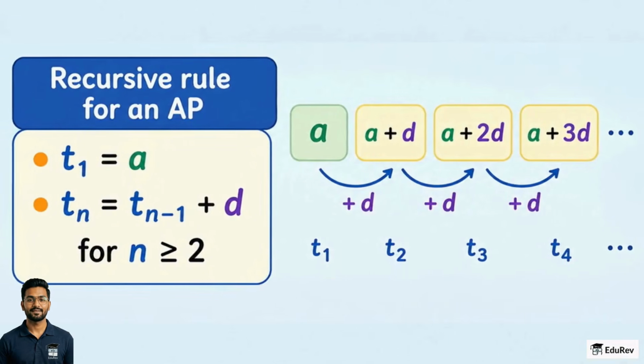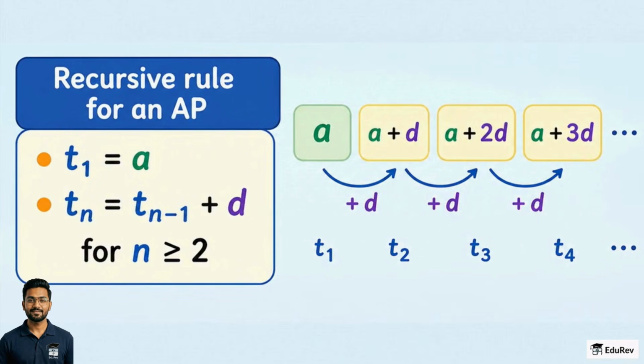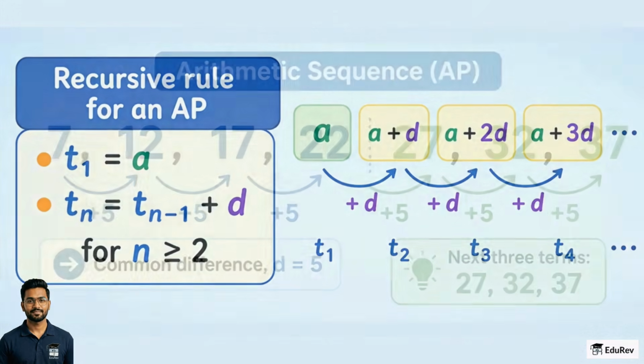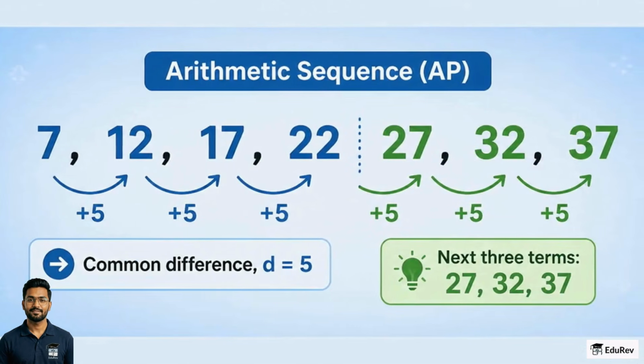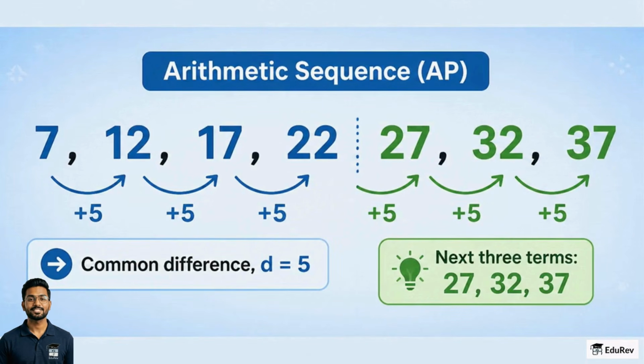Recursively we write t sub 1 equals a and t sub n equals t sub n minus 1 plus d for n greater than or equal to 2. For example, 7, 12, 17, 22 has common difference 5 and the next three terms are 27, 32, 37.